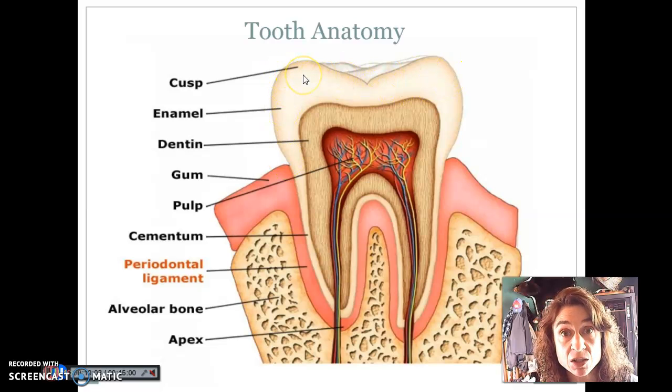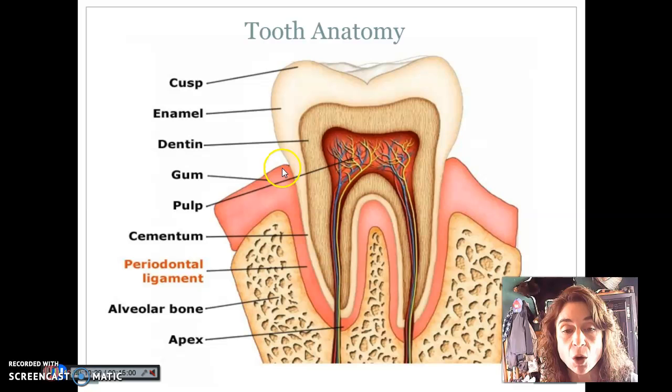The crown is called the cusp. It's all covered by enamel. Remember that protective covering. Underneath the cusp, you have what's known as dentin, which is a softer material. And then inside the dentin is the pulp. The pulp contains the blood vessels, veins, arteries, and nerves. Veins and arteries are represented by blue and red, and the nerve is represented by the yellow.